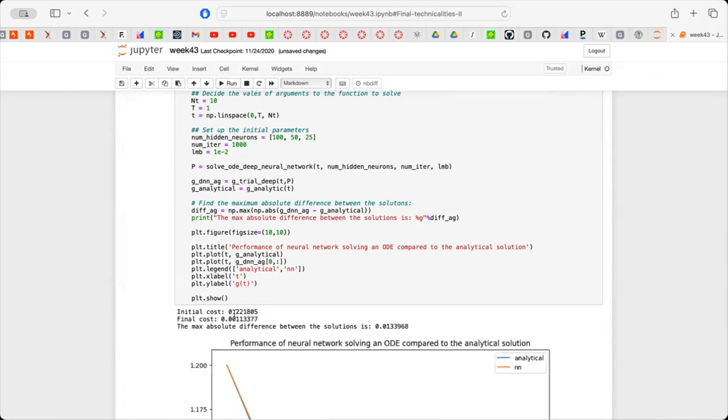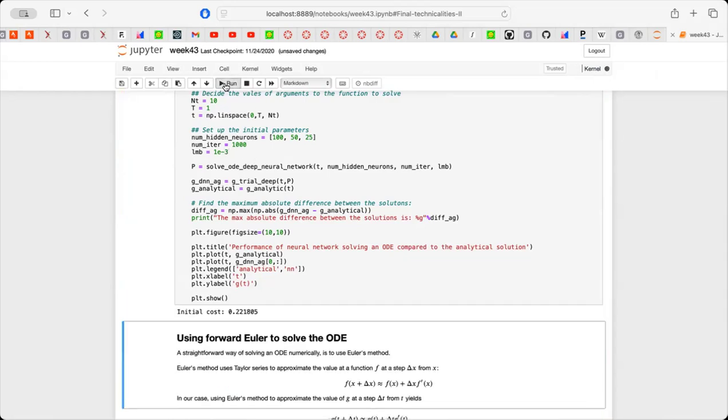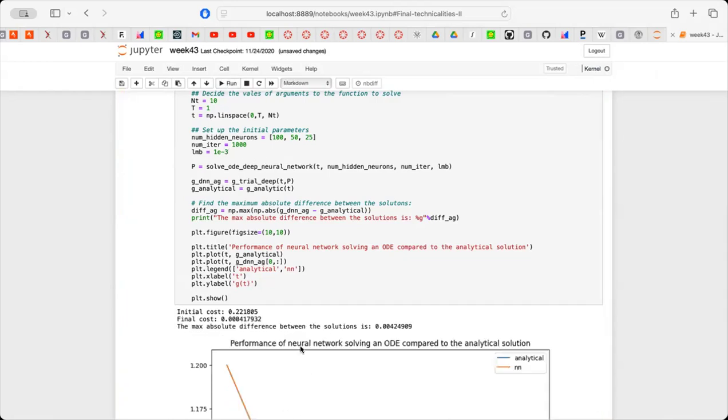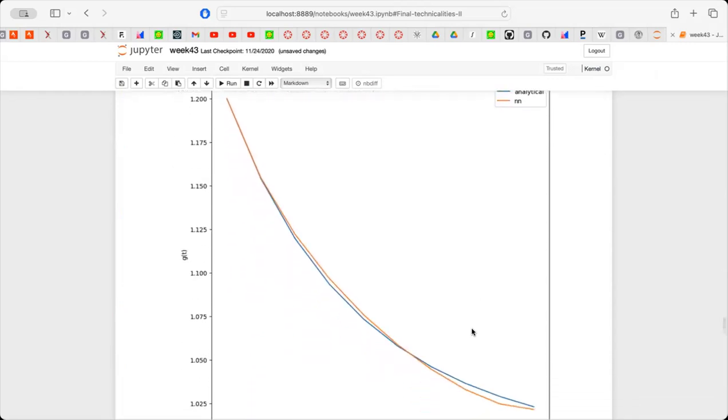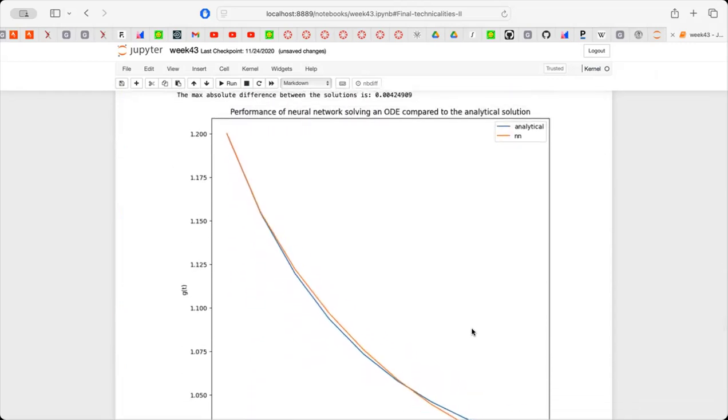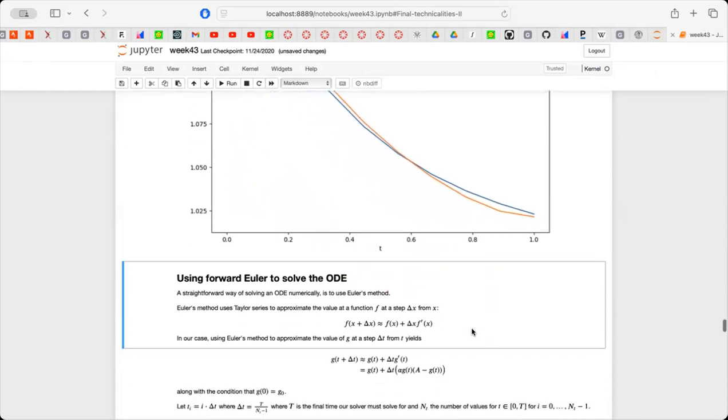And now you see actually with this learning rate, the error has increased. Whereas in the previous case, when we had 10 to the minus 3, we actually got a better result. And you see also that the max absolute difference is on the order of 10 to the minus 3, sorry. And again, there's a very small difference between the analytical result and the neural network.